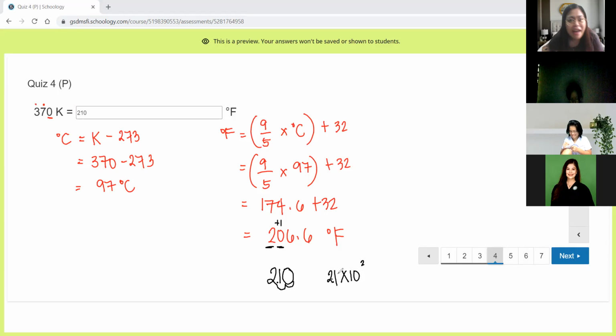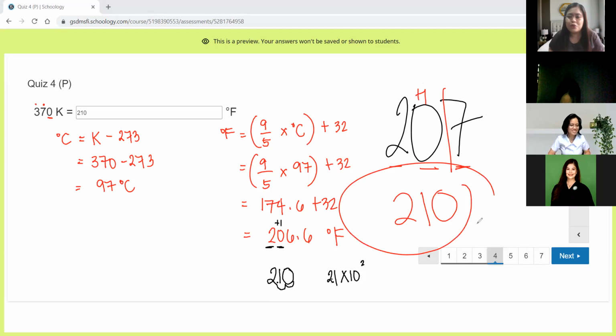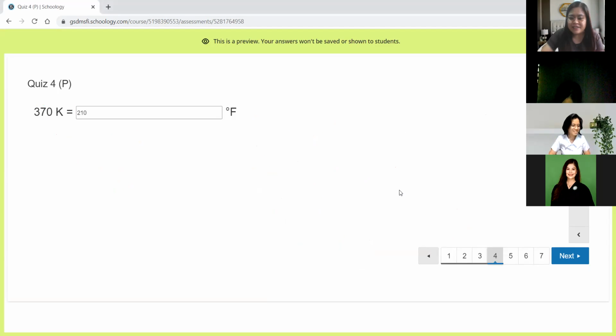Okay. So if we count 207, how many significant figures is this? You have 1. You have 2. Since the 0 is in between, it is counted. And 3. This is 3 significant figures. It's no longer the same as the given. So you should have rounded off this one, because 7 is plus 1 there. So this is 210, 2 significant figures. Did others forget? Okay. So next.